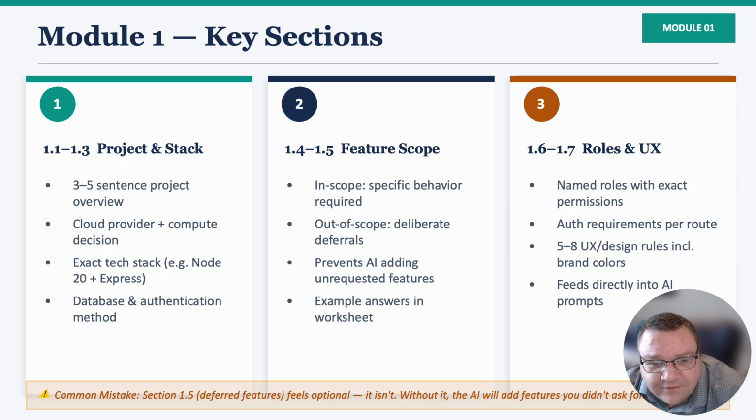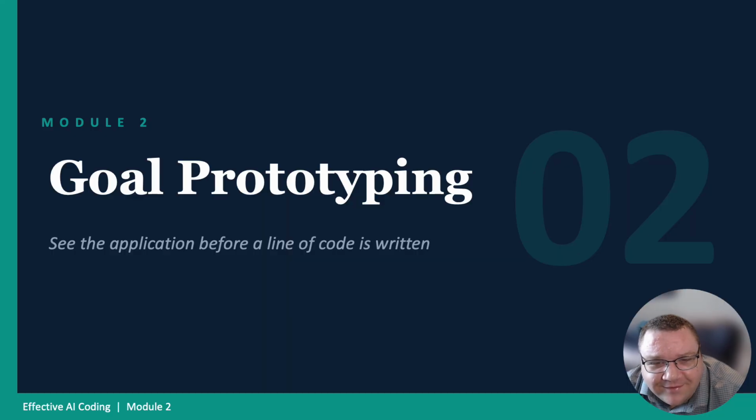Being specific, you know. And module 2 is goal prototyping. The subtitle, see the application before a line of code is written. I want to take a moment on this idea because it's counterintuitive. Most people want to start building immediately. The prototype feels like a delay, but here's the reality. A misunderstood requirement that you catch in a wireframe costs you nothing. The same misunderstanding caught during build costs hours. Caught after deployment, it costs days and erodes trust.